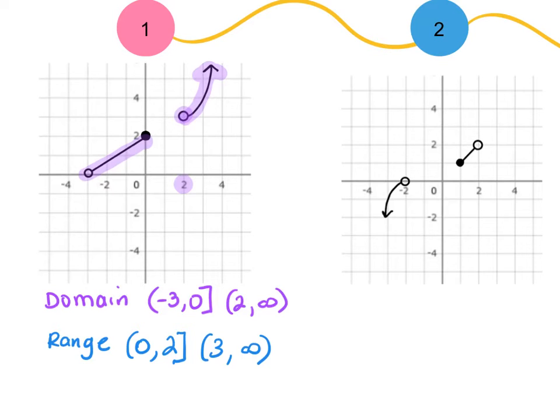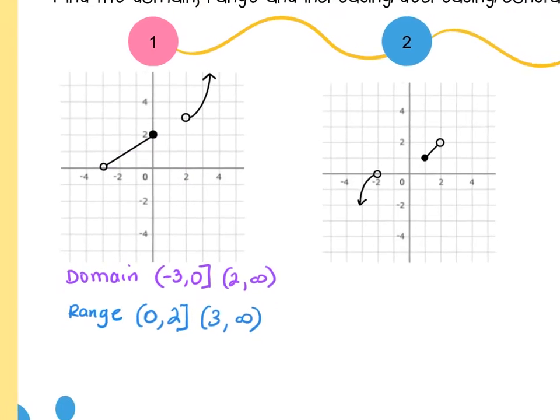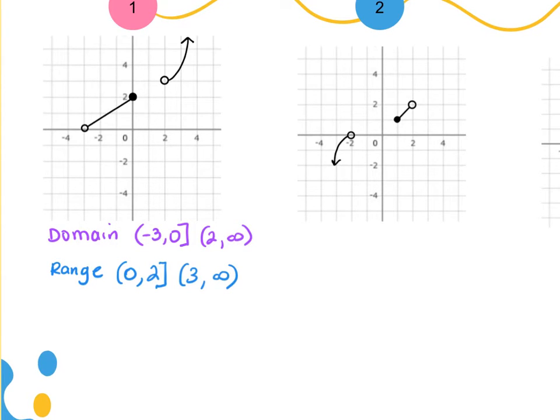All right, now we're going to do increasing, decreasing and constant. Any questions from home? Everybody okay so far?